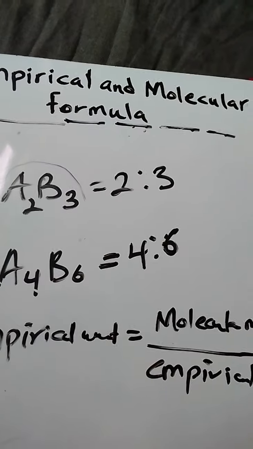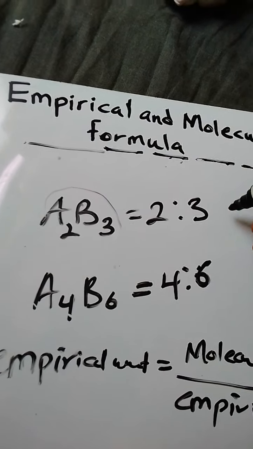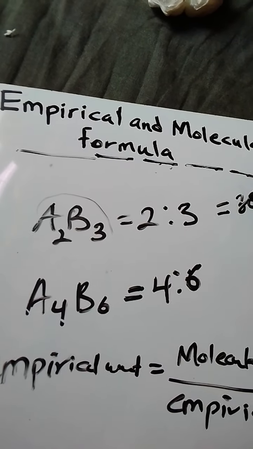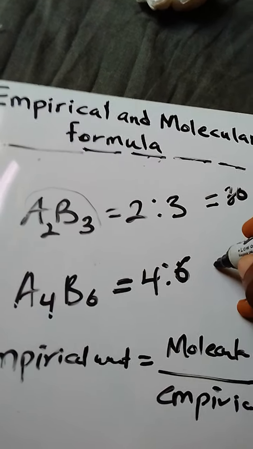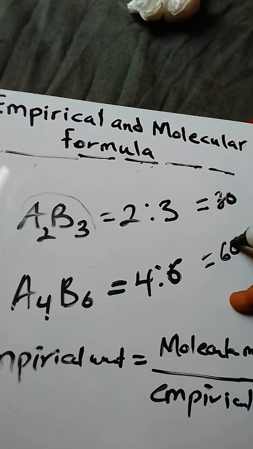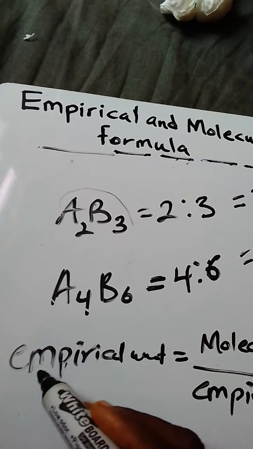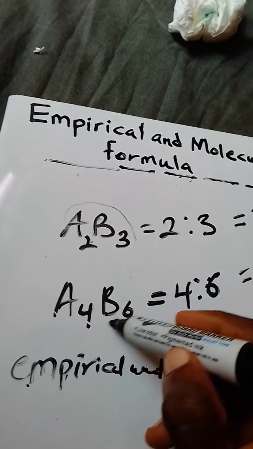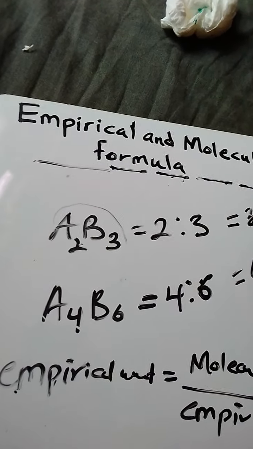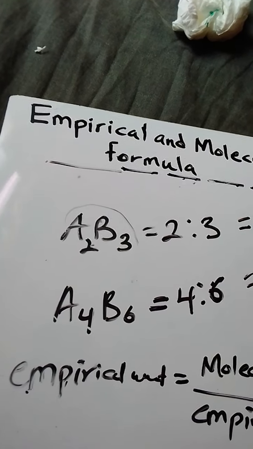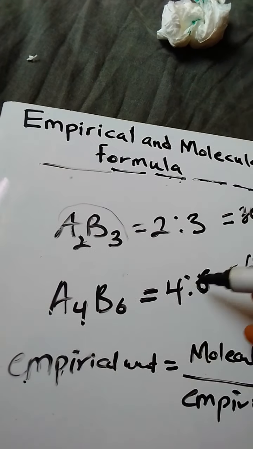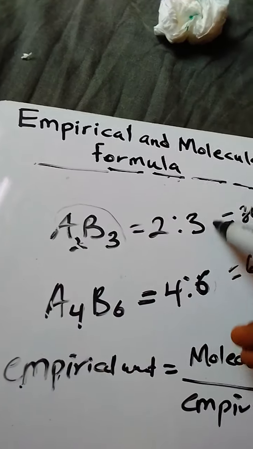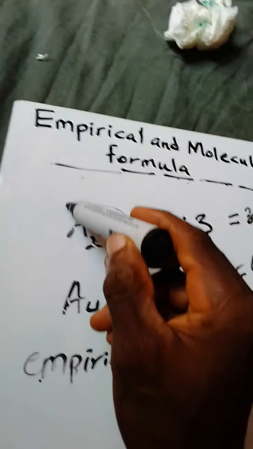So let's assume that in this case, the empirical mass is, let's say, 30. Then the molecular mass is, let's say, 60. The empirical unit is the factor that you have to multiply by the empirical formula to get the molecular formula. So here, when you divide this one by this, you are going to get 2. So it means if you want to deduce the molecular formula from the empirical formula, you multiply the empirical formula by 2.